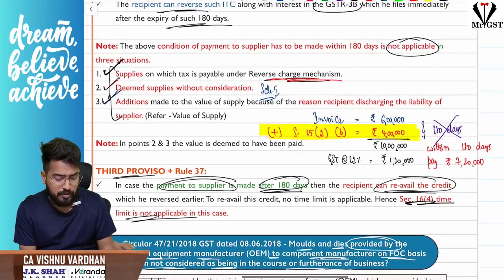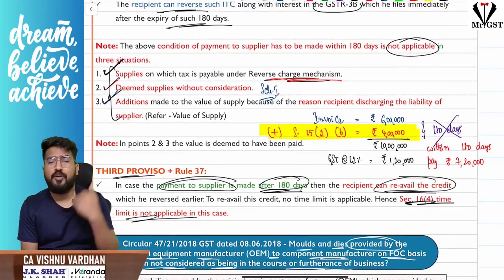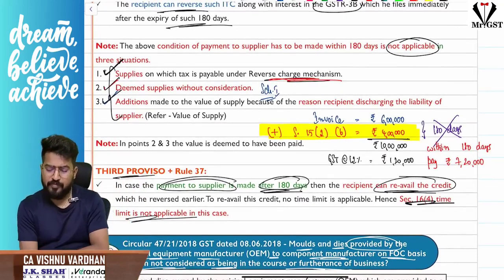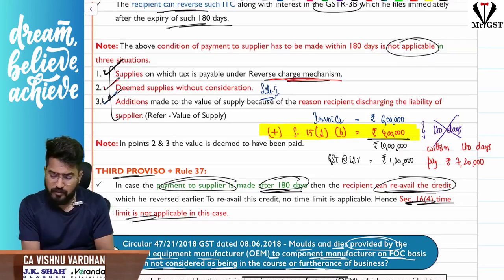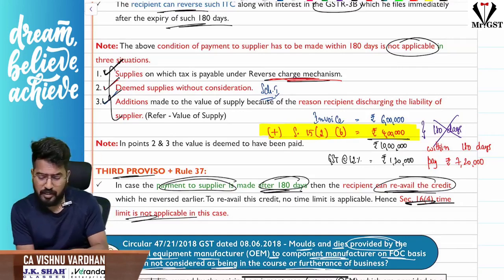If you remember that Pushparaj example, 10 lakhs furniture, you are paying me 6 lakhs and directly 4 lakhs to Pushpa, so that case only. Okay, so that is the point. For that, the 180 days time limit is not applicable.